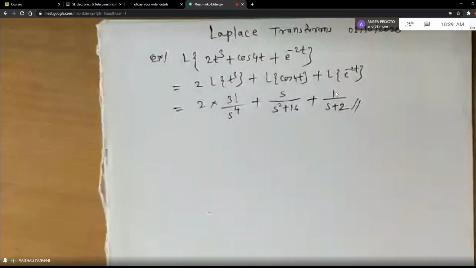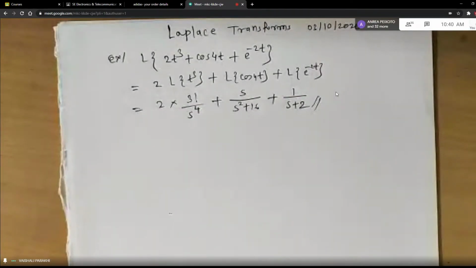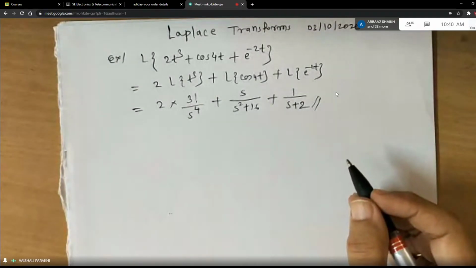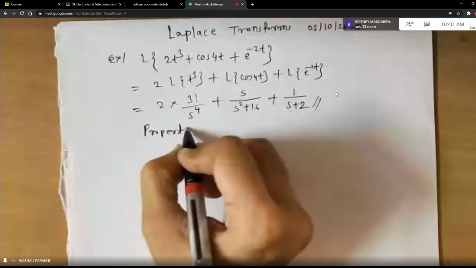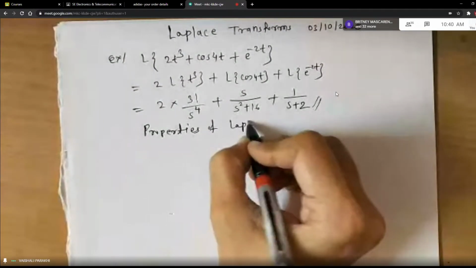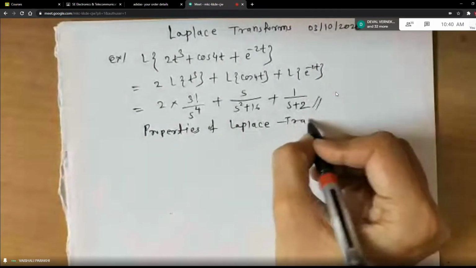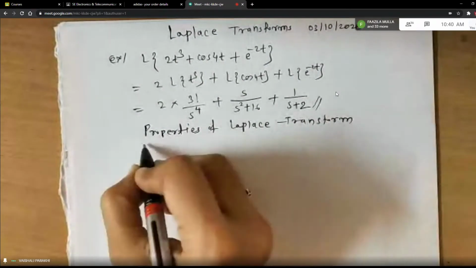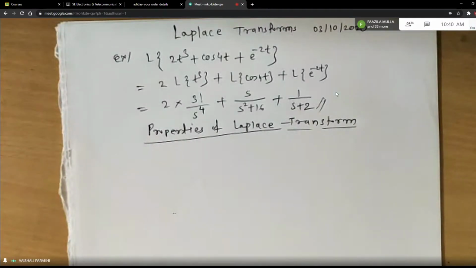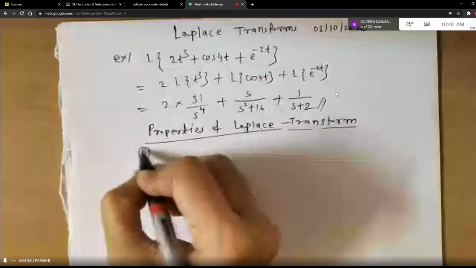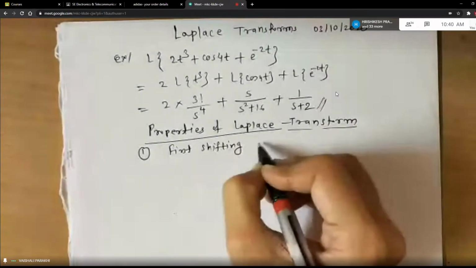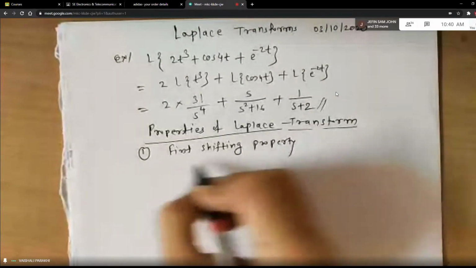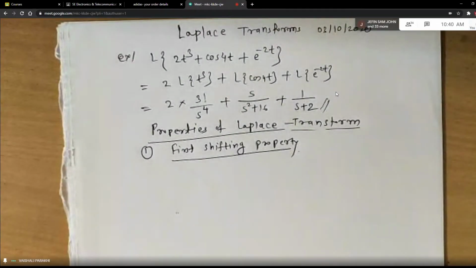Now, once you know how to make use of the elementary formulas, now I can start with some properties. The first property is, you can give the title here, properties of Laplace transform. Properties of Laplace transform. Now the first and the simple property is called as first shifting property.